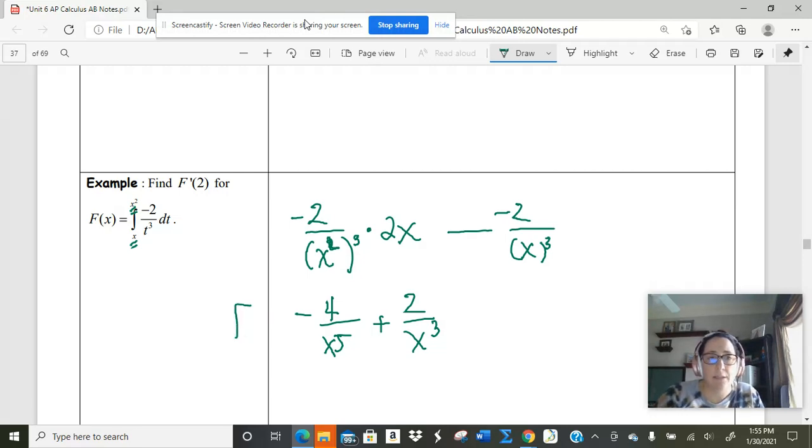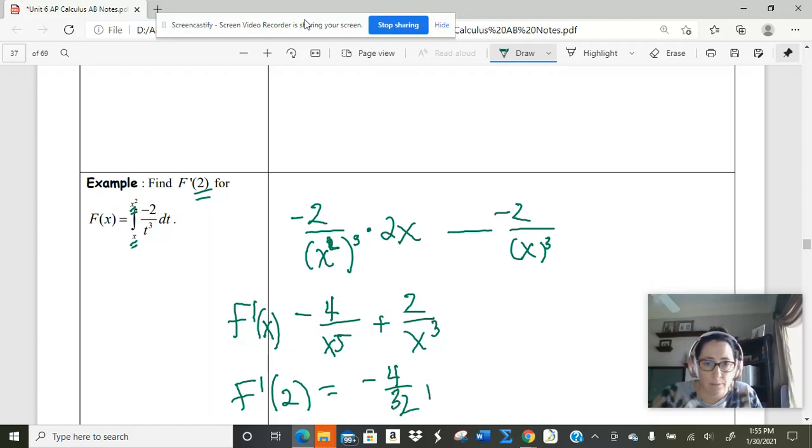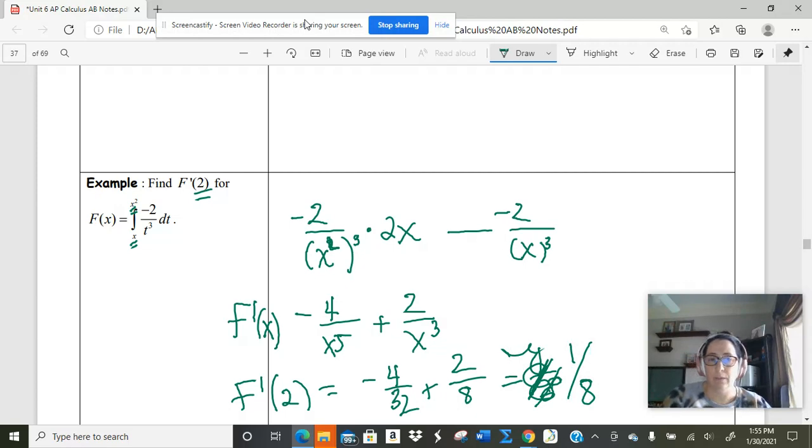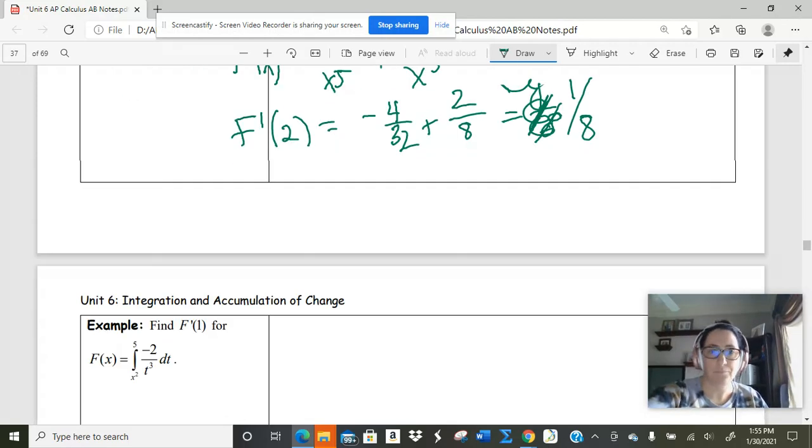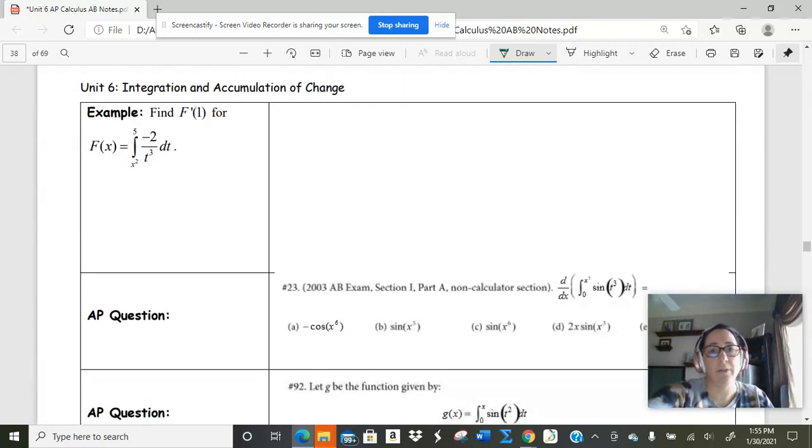Now, that's the derivative. The question, though, now asks to find that derivative evaluated at 2. And if you want to simplify, you can. Oops, 1/8. Oh, that looks horrible. 1/8. Make sense? Okay, so we're going to look at one more example together, and then I'm going to let you try some.